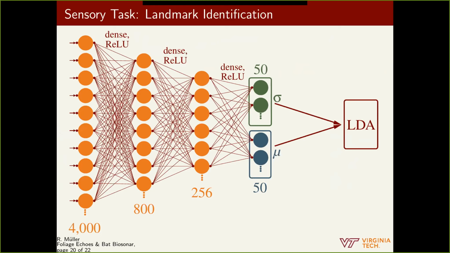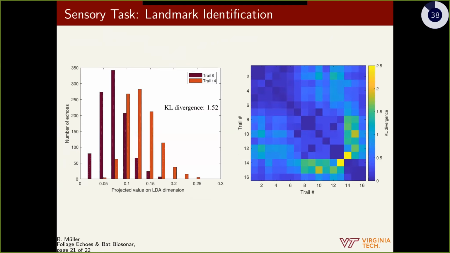And so he did that using a linear discriminant analysis, trying to distinguish two different trails for all the different trails. Here on the right-hand side, you see this matrix of how similar or different trails were. You see some of them, the high numbers here, were quite different, right? He used the KL, the Kullback-Leibler distance between the distributions to see how different they were. And you see on the left-hand side an example between two trails that were medium separated.